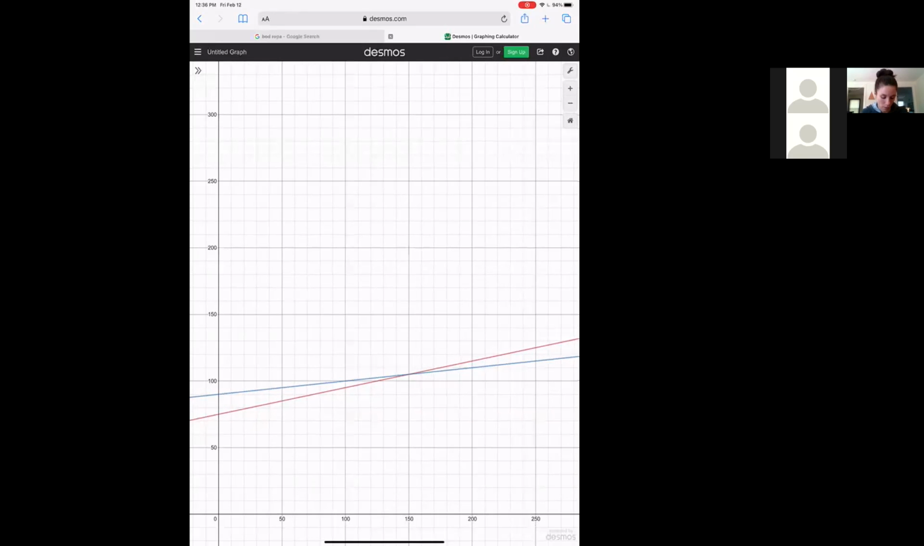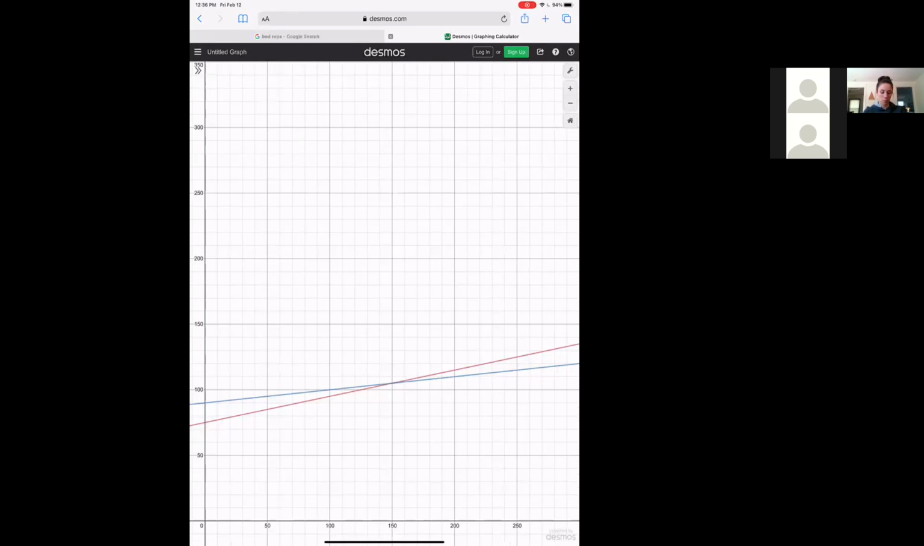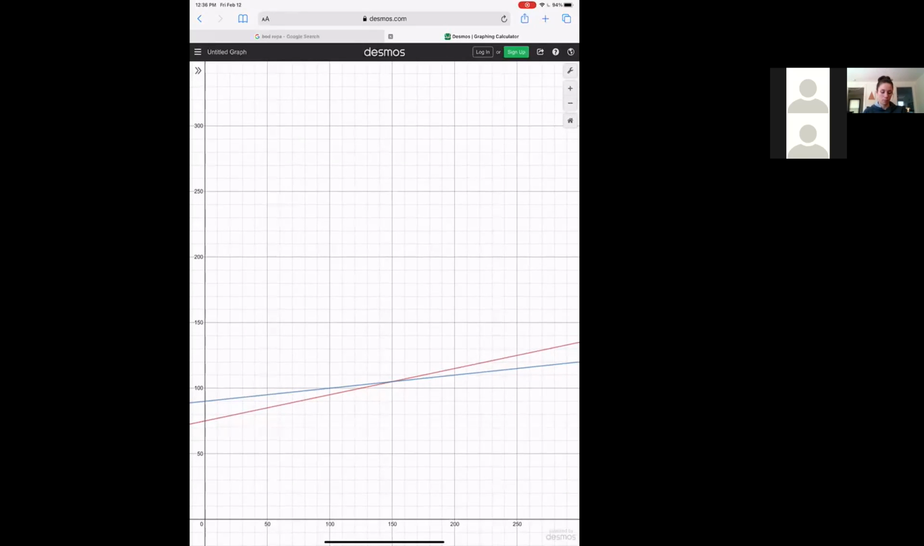that, of course, I don't have a pointer, but if you find where x is 150, it's just over 100, so maybe $105 or something. But after the point 150, this red line is higher than the blue line. That means that if you're going to plan to talk for a longer amount of time, the company modeled by the red graph is going to cost more.